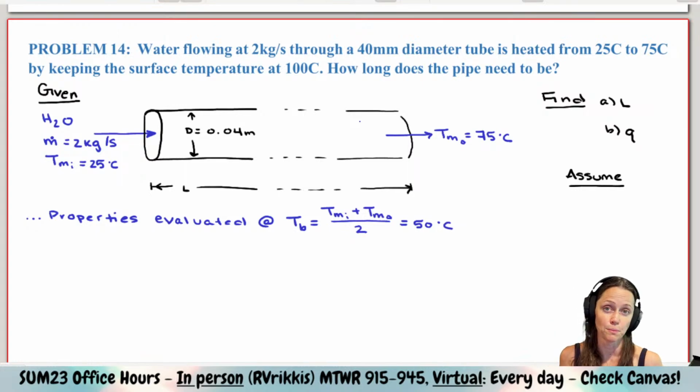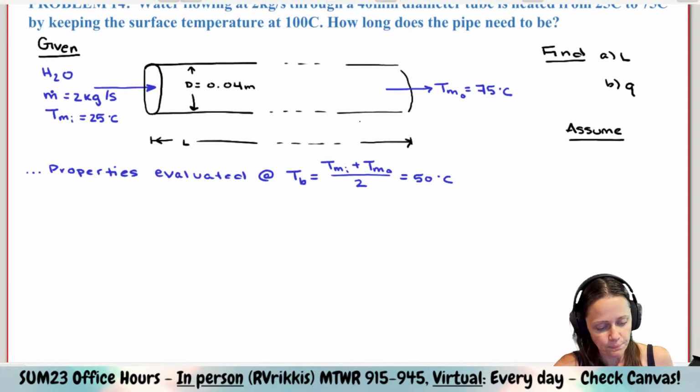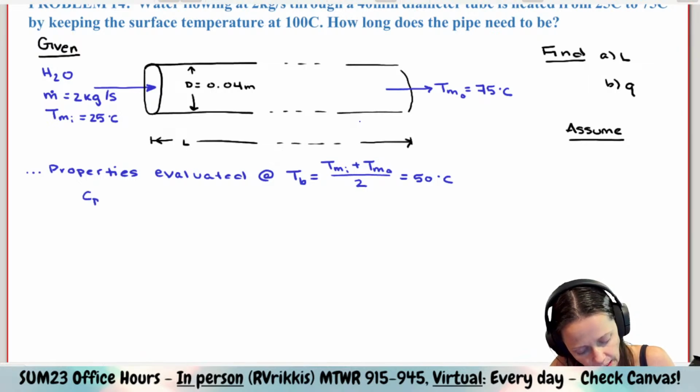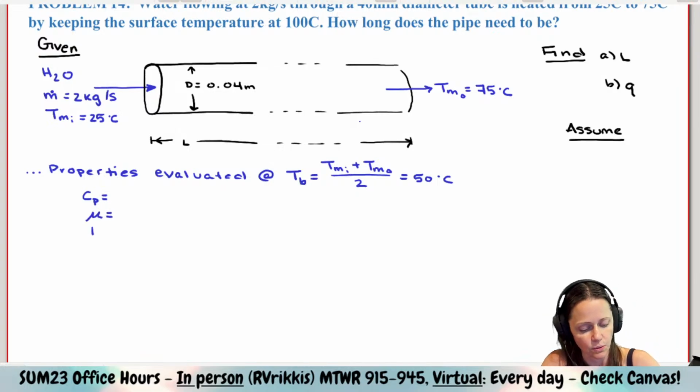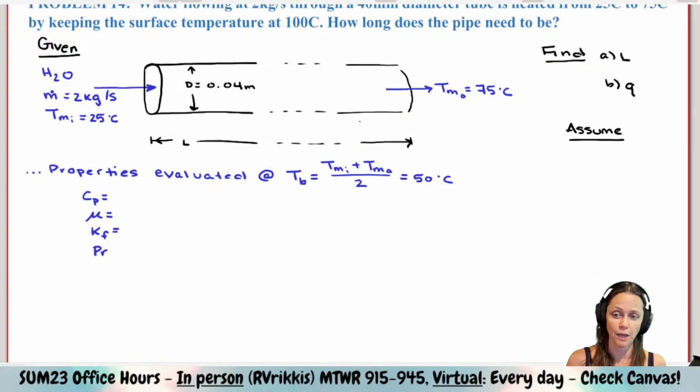Right, it's kind of like the film temperature for when we were talking about flow over a flat plate. It's the same kind of idea. You're just trying to get some sort of average temperature. So with that being said, we'll get a Cp for water, a dynamic viscosity, a thermal conductivity, and a Prandtl number. And hopefully amongst those things, we'll be able to get what we're looking for.